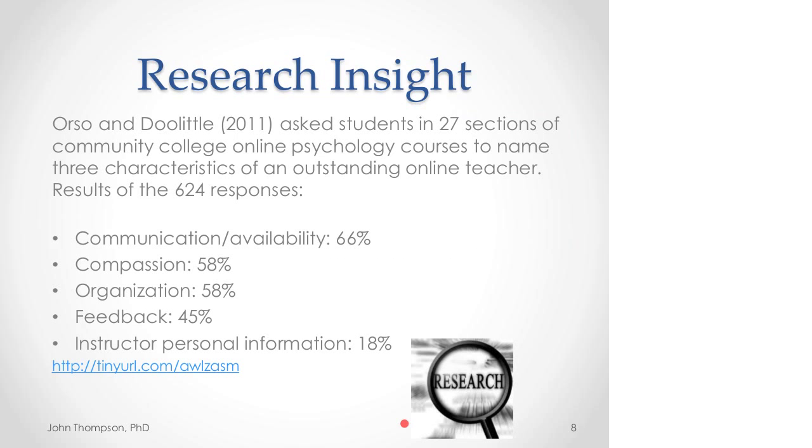So here's a case in point. I'll throw a little research in here just to keep everybody honest. A fairly large scale survey of community college students. Community college in the US is the first 2 years out of high school. Three characteristics of an outstanding online teacher, with over 600 responses. First, communication and availability. Typically that means, hey, if I'm a student and I send you an email, I expect your response in a timely fashion. Now, we all know timeliness to one person is something different to others.